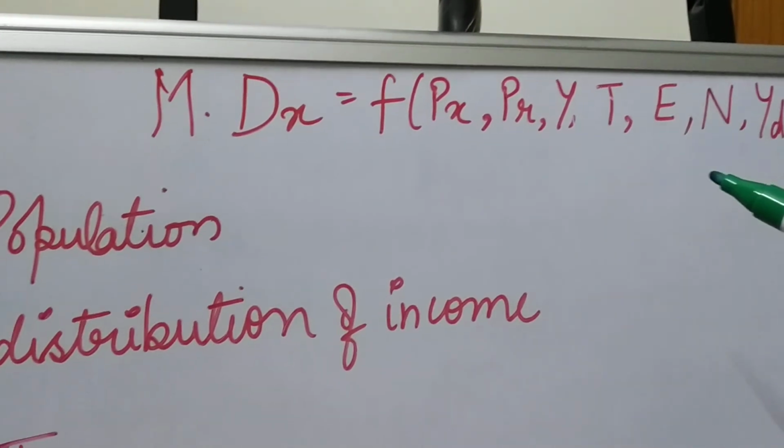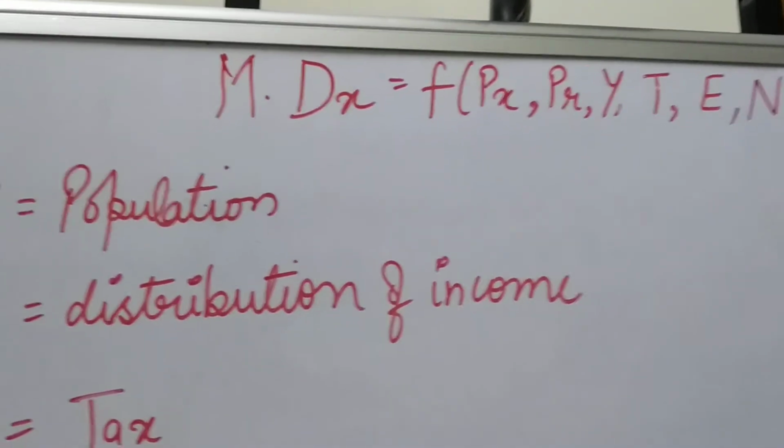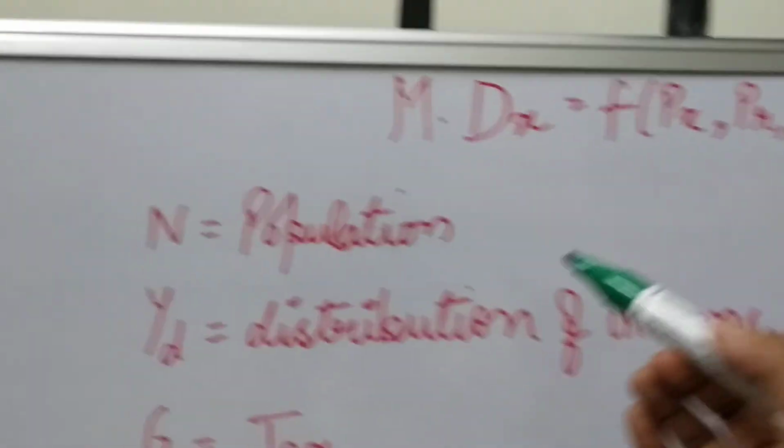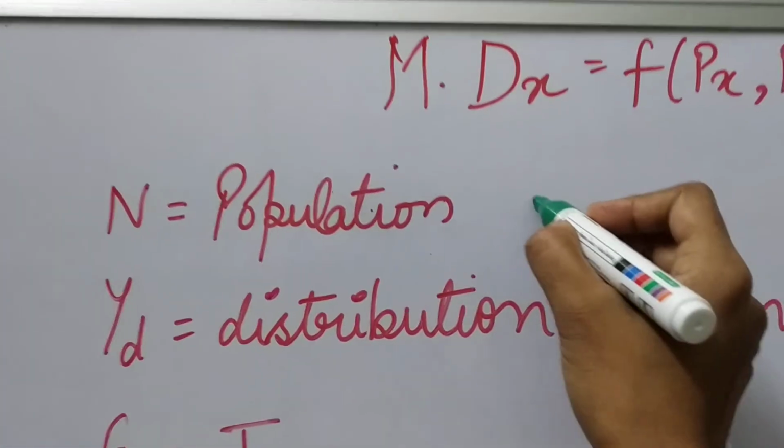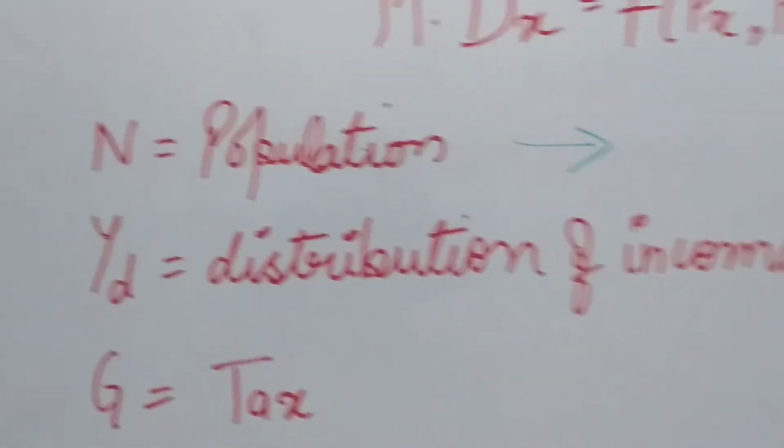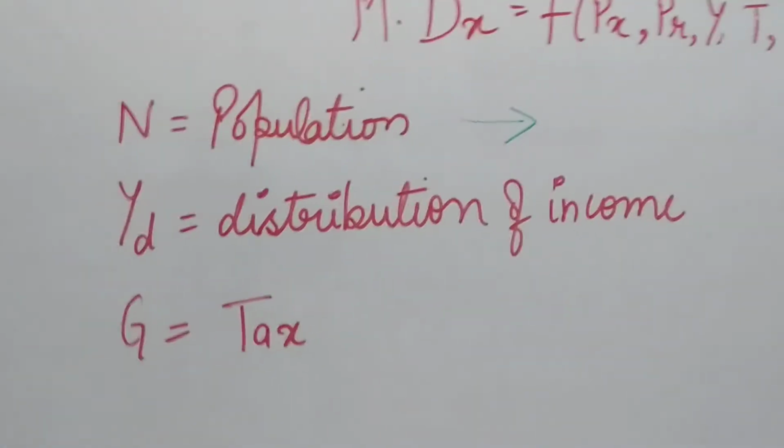Okay, so first of all, let's start with the first factors: PX, PR, Y, T and E. This we have already discussed in the individual demand function, so it is the same for the market demand function. Now N is the population, that is, how population affects the demand. That means how the market demand is a function of population.